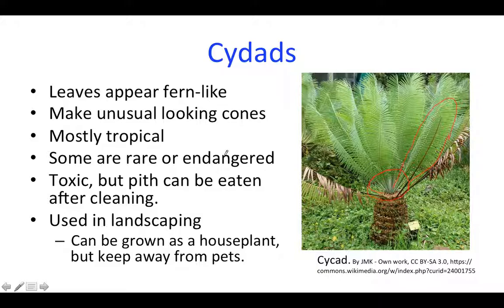Cycads are mostly tropical, though some will grow in temperate areas. There are not many species, and some are rare or endangered. For many species, most of the plant is toxic if it is eaten by humans or pets. However, for some species, the pith, remember the pith is the center of the stem, can be removed, and then after the toxins are leached out of it, it can be eaten. That occurs especially in some Asian cultures.